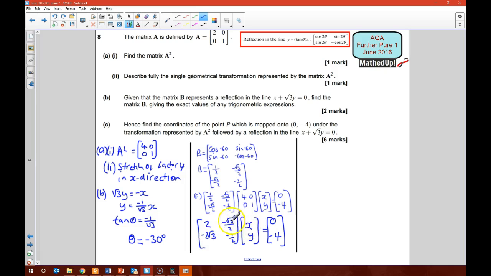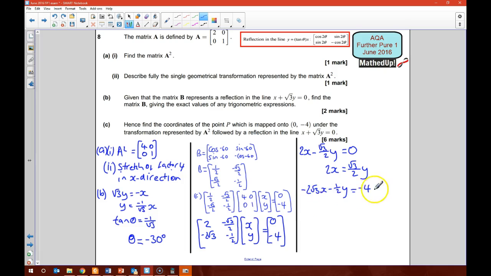So I've got 2x take away root 3 over 2 y, so let's write that down: 2x take away root 3 over 2 y is equal to 0. And so that tells me that 2x is going to be equal to root 3 over 2 y. The other equation is going to be negative 2 root 3 x take away 1/2 of y, so that times that, take away that times that is equal to negative 4.